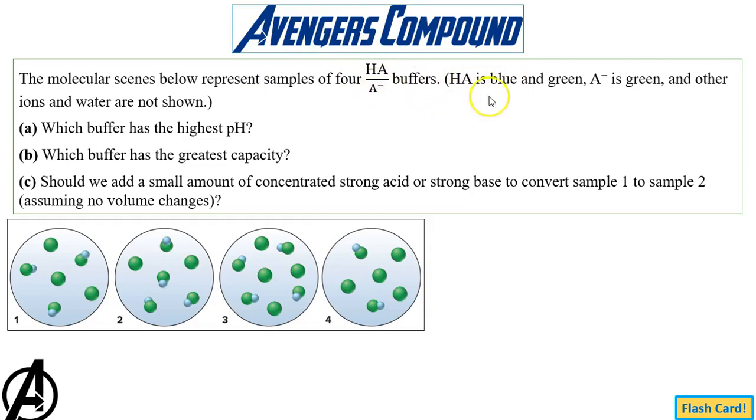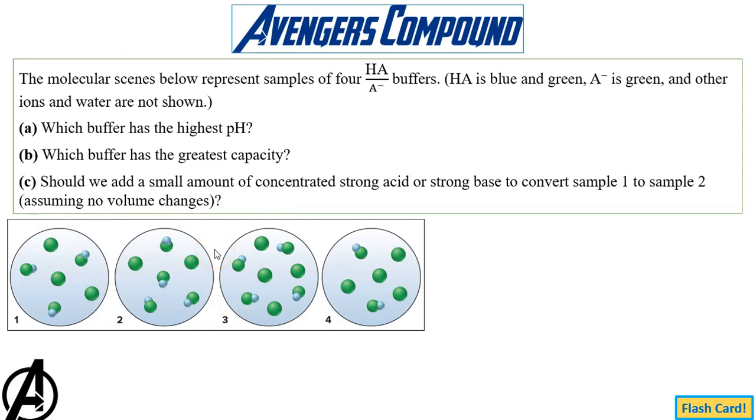It also tells us that the weak acid is blue and green, and the conjugate base is green on its own, and the other ions in water are not shown. So when it's basically green like this, that's going to be the conjugate base, and when you have blue and green, that represents our weak acid, and the blue is going to represent our proton. They want us to know which buffer has the highest pH, just based off these molecular scenes. Which buffer has the greatest capacity, just based off these scenes. And should we add a small amount of concentrated strong acid or strong base to convert sample 1 to sample 2, assuming no volume changes?